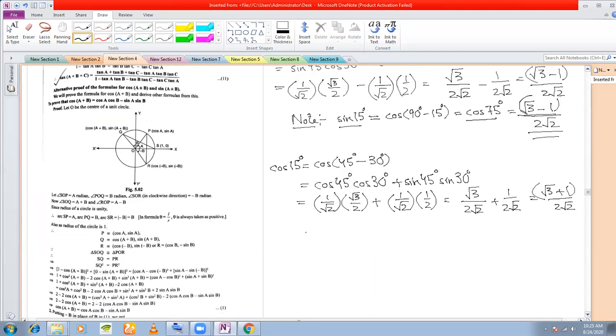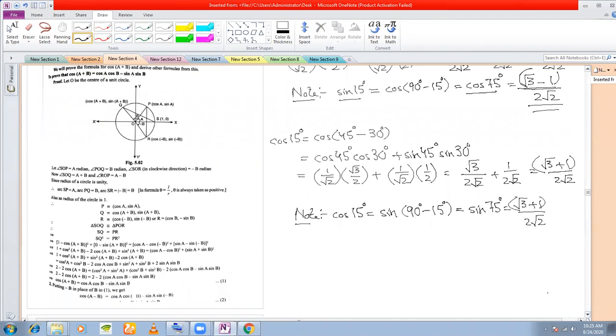Also, what you must note here is that cos 15 is the same as sin of 90 minus 15 degree, which is sin 75 degree, which is equal to root 3 plus 1 by 2 root 2. This is what you will have to remember. Okay, you will have to remember sine 15 degree, cos 75 degree, and cos 15 degree, sin 75 degree. Even if the values are not given, you will have to remember and put the values here. And with the help of these two, we can find tan 15 degree.